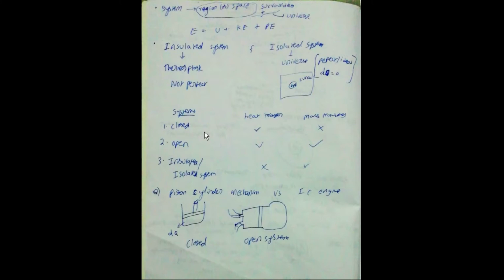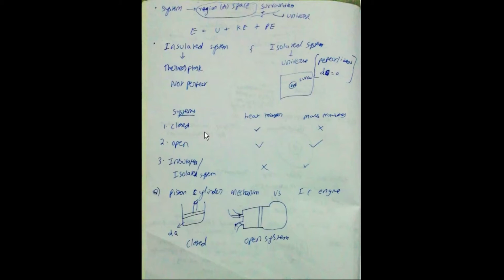System: the region or space on which we conduct the study. System plus surroundings is the universe. E is equal to U plus KE plus PE. Insulated system: we create a barrier around it so that heat transfer is very small, for example a thermoflask, which is not perfect. Isolated system, like the universe, is perfect or ideal: dQ is completely equal to 0.